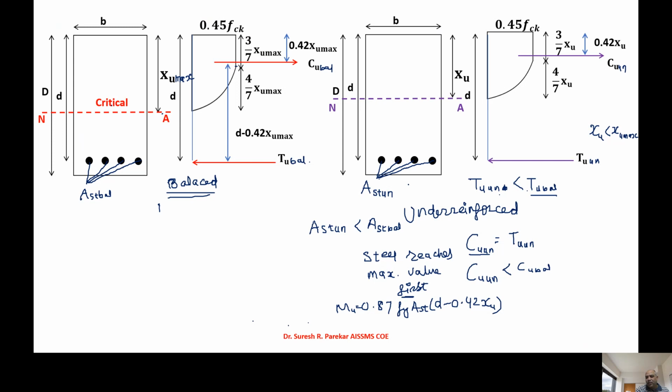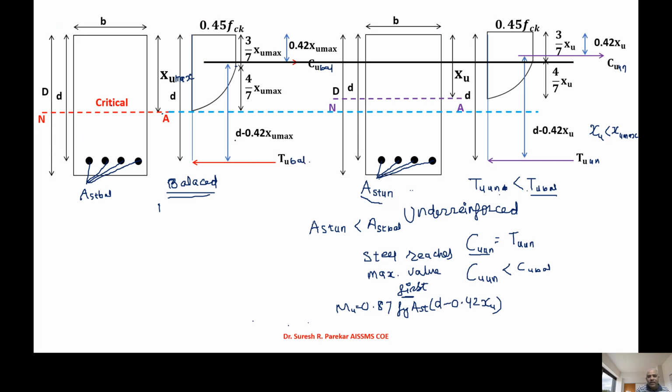And why is this section preferred? Because in this, steel reaches maximum value first, and if the load increases, then our steel will bend and it will give warning before failure, because failure is of steel and steel is a ductile material.